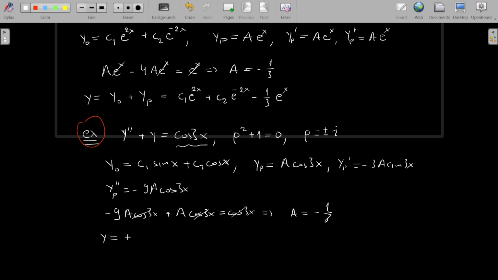And the final solution is this guy here. So the general solution, c1 sine x plus c2 cos x, plus the particular solution.